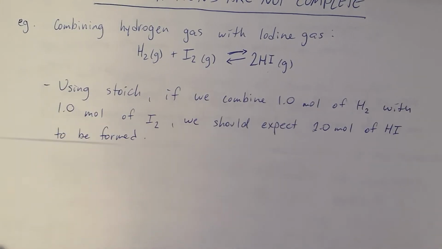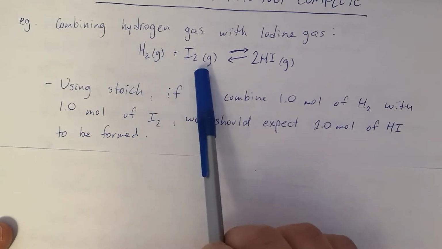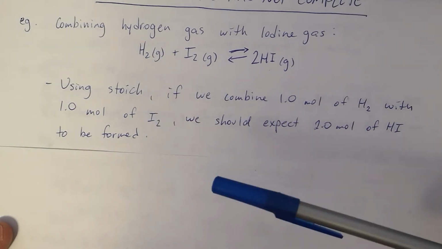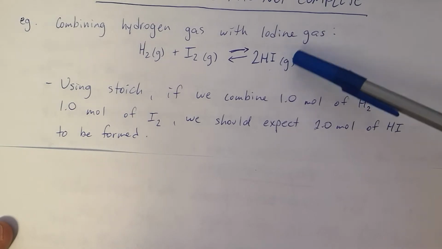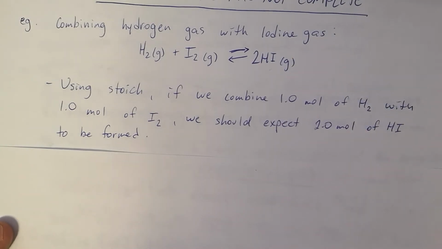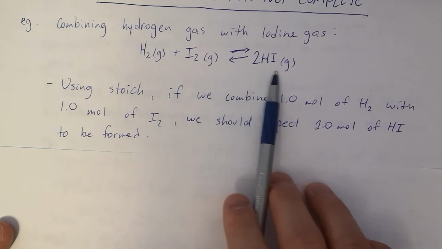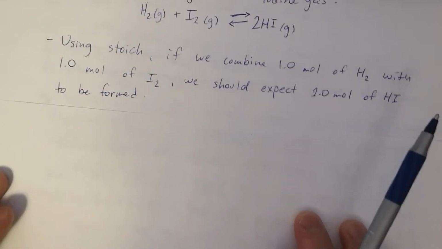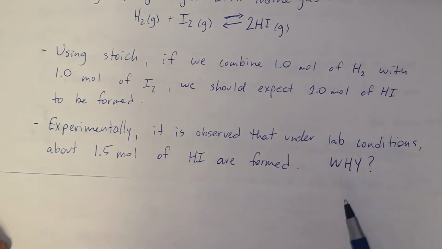All right, so if we use stoichiometry, I want us to consider a mole of hydrogen with a mole of iodine. Using the stoich ratio, we would expect 2 moles of hydrogen iodide. I want you to agree with that. So in 1 mole of this, 1 mole of this, we should get 2 moles of this. In reality, we don't. We get about 1.5 moles of hydrogen iodide.